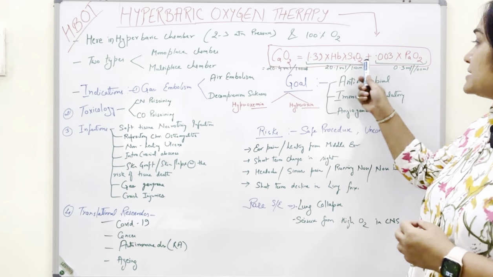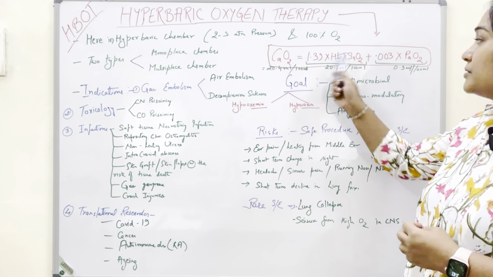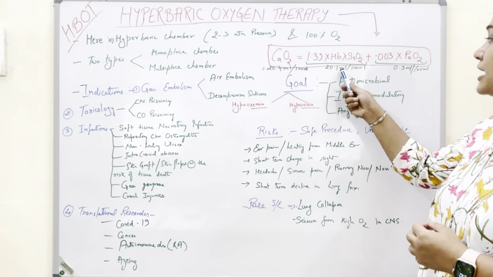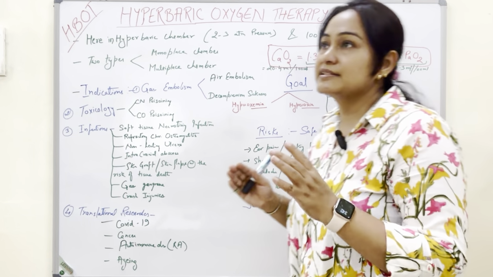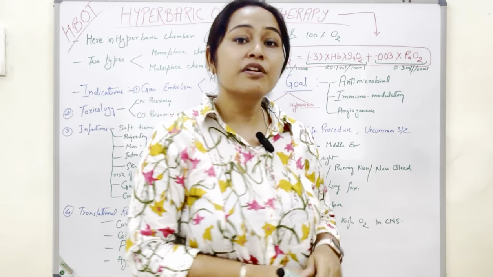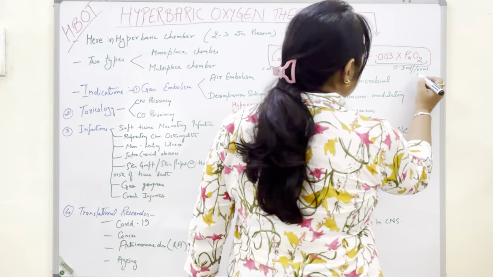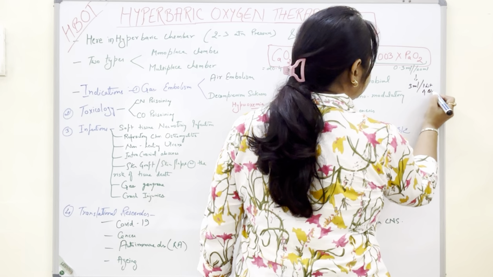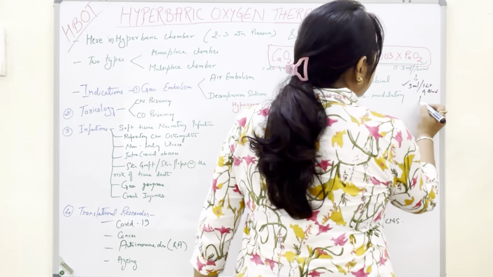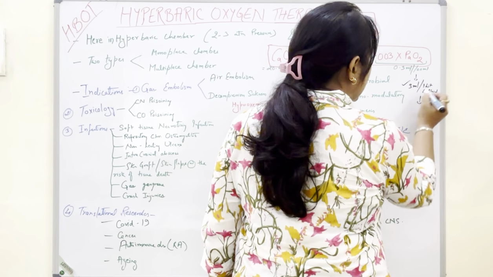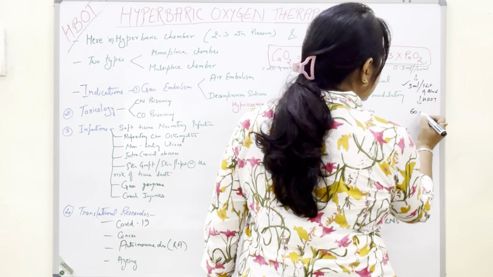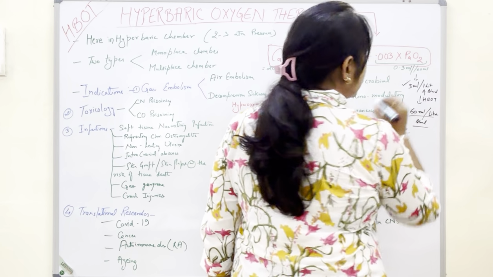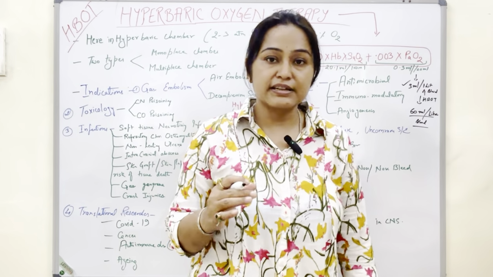So this is the hemoglobin-bound oxygen, and this is the dissolved oxygen. The bound amount is approximately 20.1 ml per 100 ml of blood, while dissolved oxygen is approximately 0.3 ml per 100 ml of blood. 0.3 ml means approximately 3 ml per 1 liter of blood, right? So while we are giving hyperbaric oxygen therapy, this becomes approximately 60 ml per liter of blood. That means 20 times more than the normal dissolved oxygen in the arterial blood.